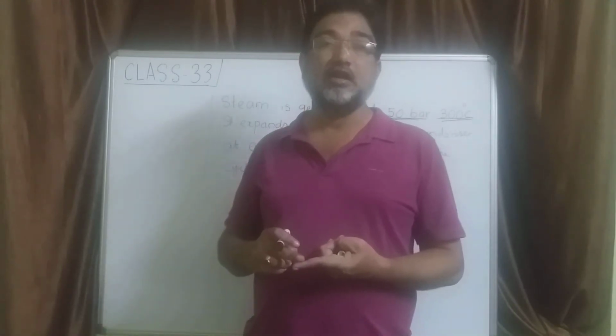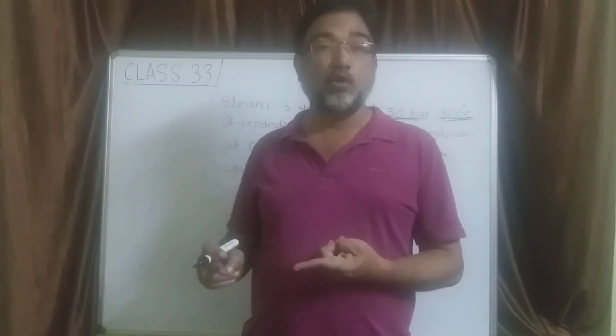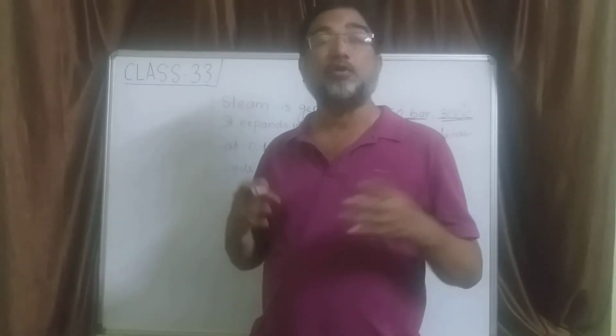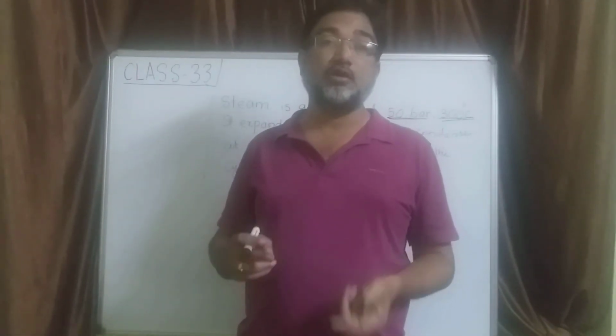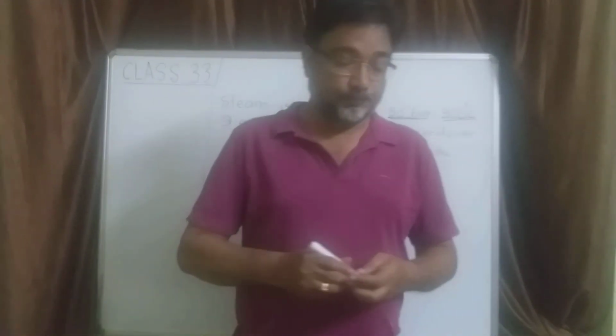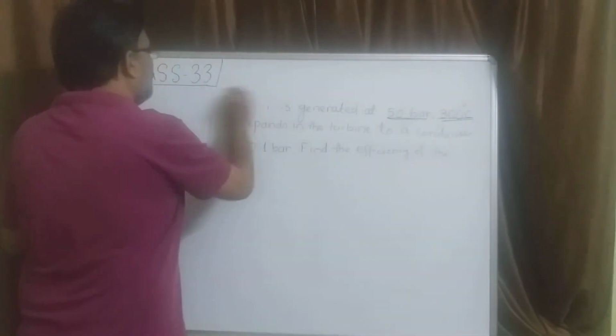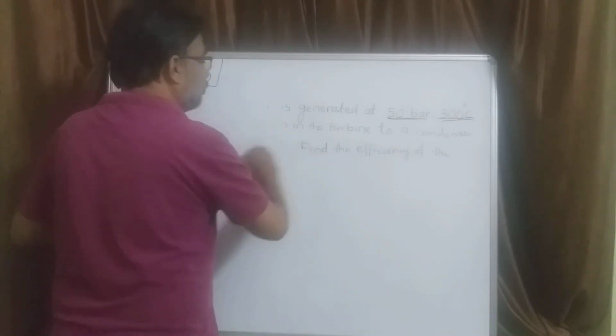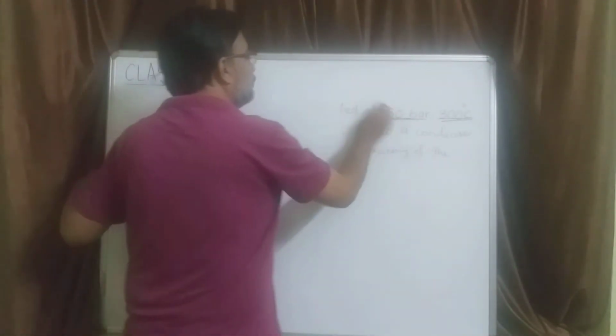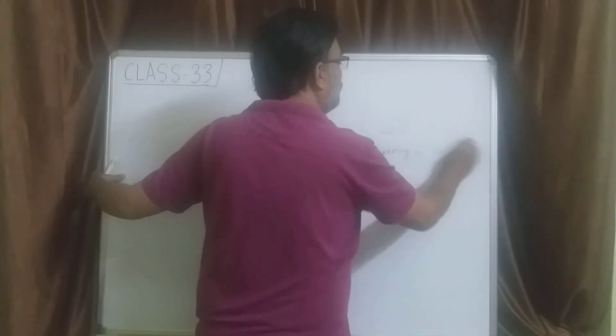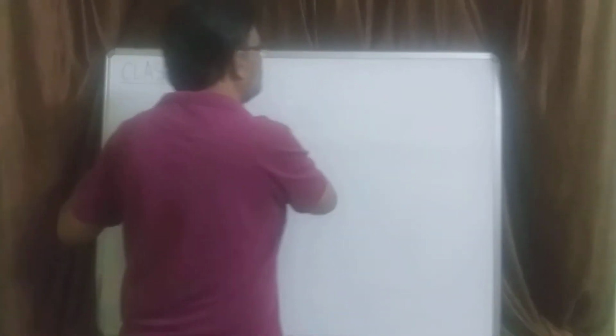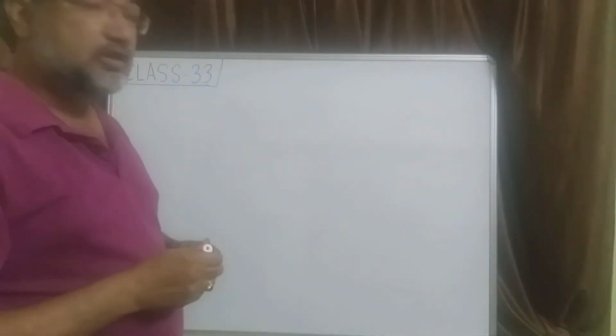And coincidentally, since nothing is mentioned about pump work, we can neglect pump work. So H1 becomes equal to H4. Okay. So by this you know H1, H2, H3, H4, all the 4 enthalpy values. If all the 4 enthalpy values are known, then getting the efficiency or getting the work output is very simple.